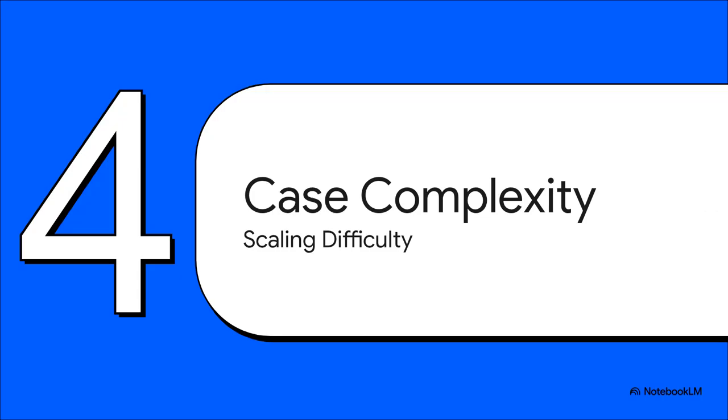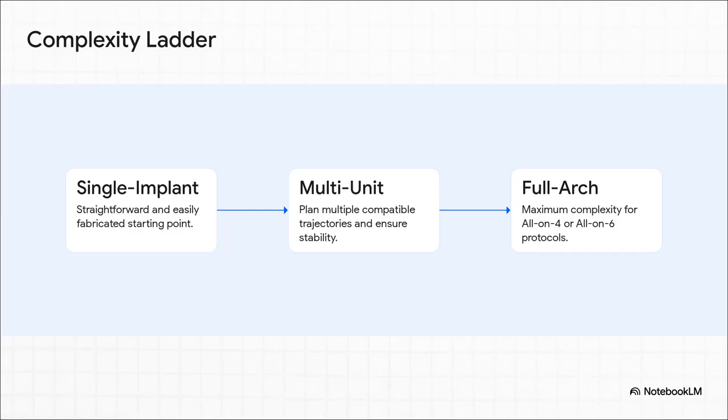Moving right along to Section 4, Navigating Case Complexity. Guide design scales up significantly in difficulty depending on the scope of the treatment. Think of it like a complexity ladder with 3 steps. Step 1, single implant guides. These are straightforward, easy to make, and honestly, the perfect starting point for clinicians.